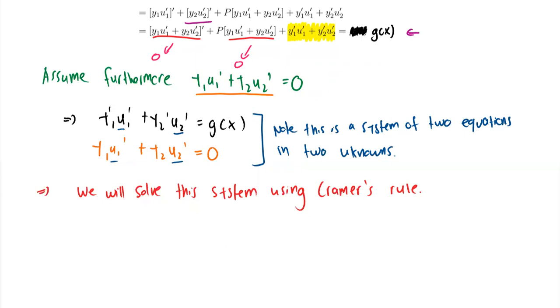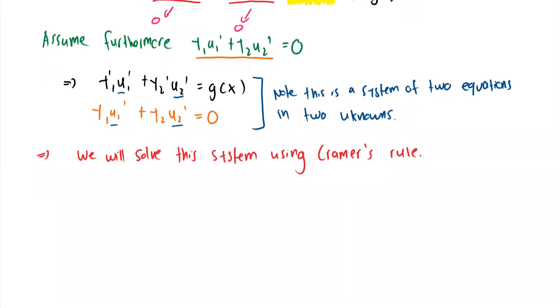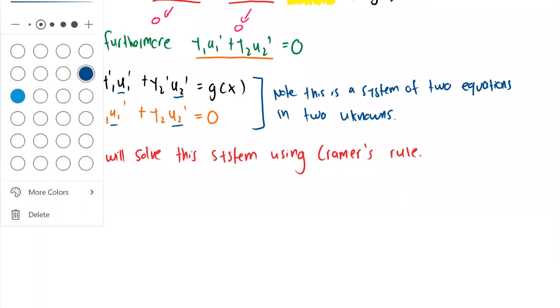This is something that you would find in any linear algebra book. Or if you just Google Cramer's rule for solving systems of equations, you'll get what this is. For our purposes, it doesn't really matter how it works. What matters is that we can use it to solve this system for the unknowns, u1 prime and u2 prime. Now, the solutions that we get are these after using Cramer's rule.